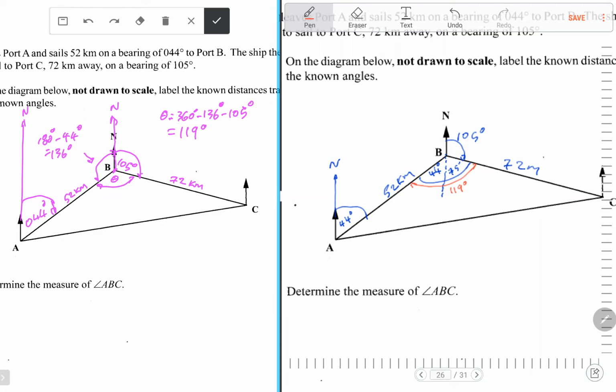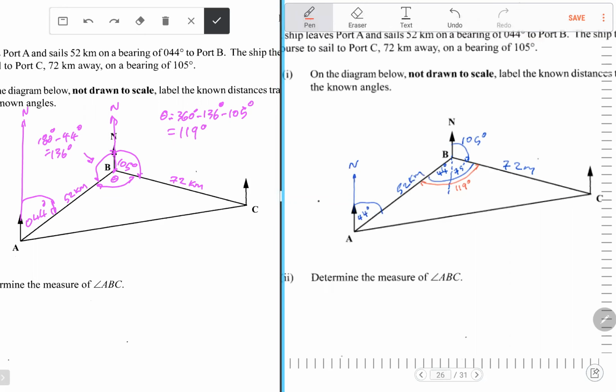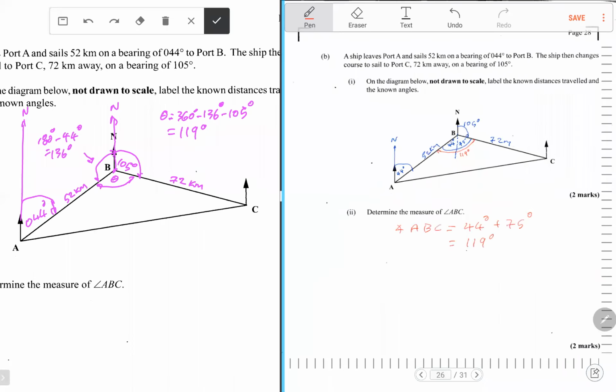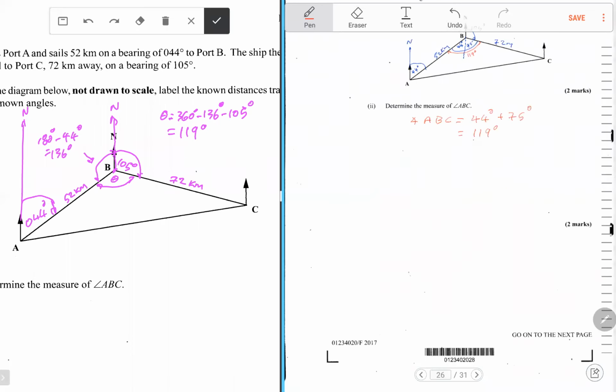Alright, so that's another way you could have gotten that angle. In any case, that is it. So you can put it down here now. Angle ABC would be 44 plus 75. Use Z angles and then we use total angle and straight line. Great, angle first: 119 degrees. Alright, that's that. Next part.